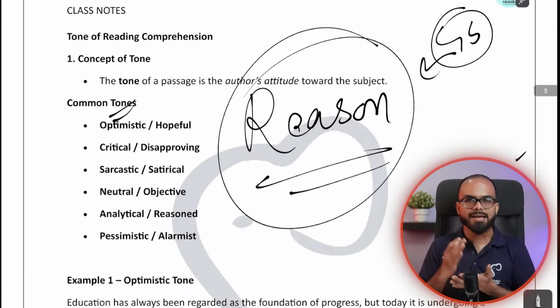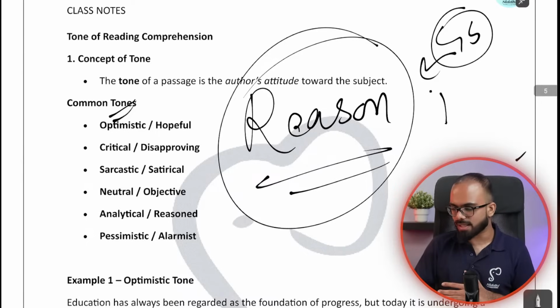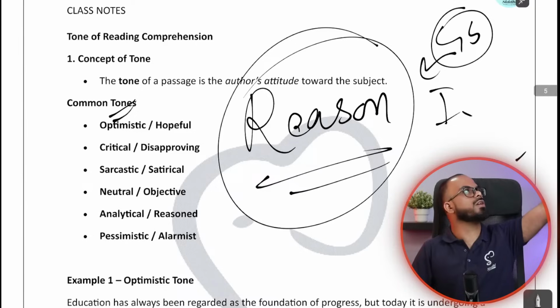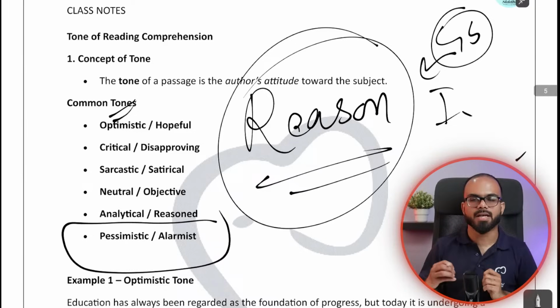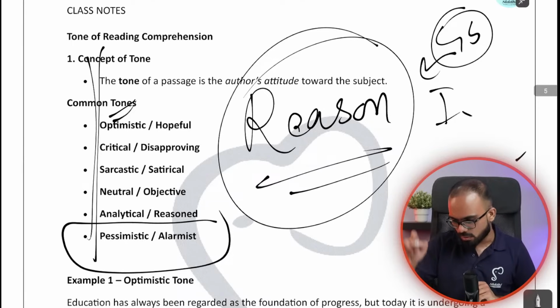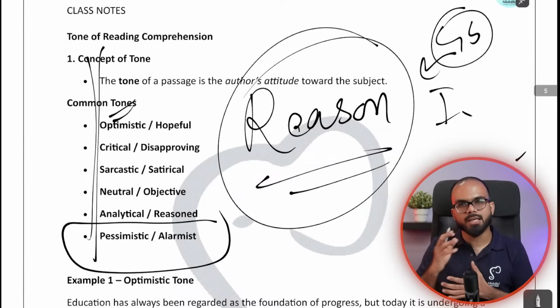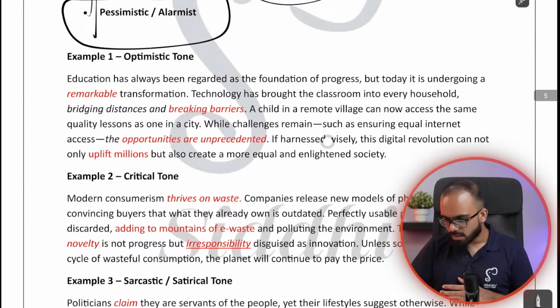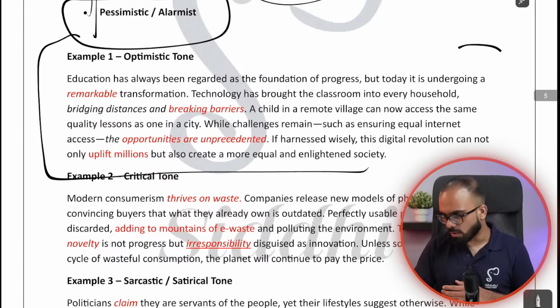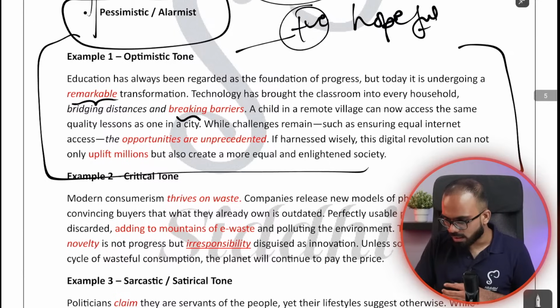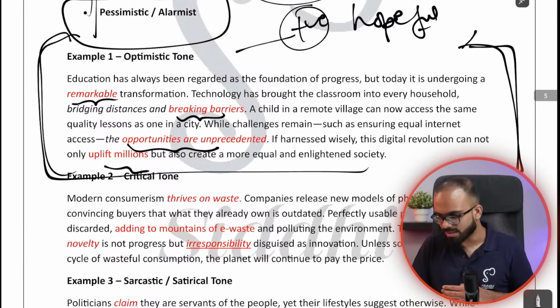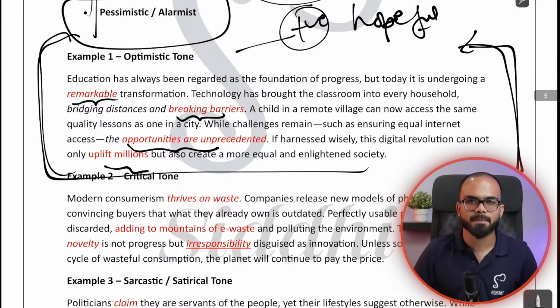So in analytical RCs, you have reasons, whereas in informative RCs, it is all about data pointers. Next is pessimistic RC, where it is always doubtful. So these are various tones of RCs, and there are certain keywords for each tone. For example, please read this RC. This is optimistic in tone, which is positive, which is very hopeful. And the red lines are your keywords to understand that this is an optimistic RC. Please look at this and read it.